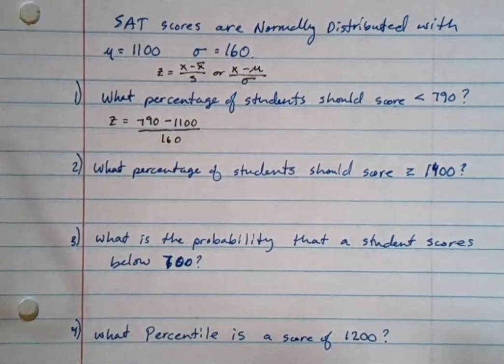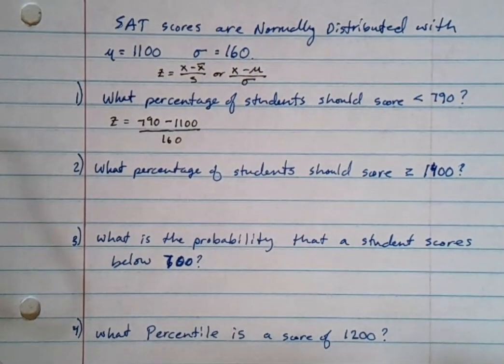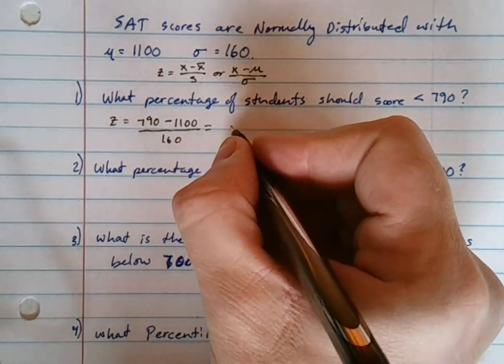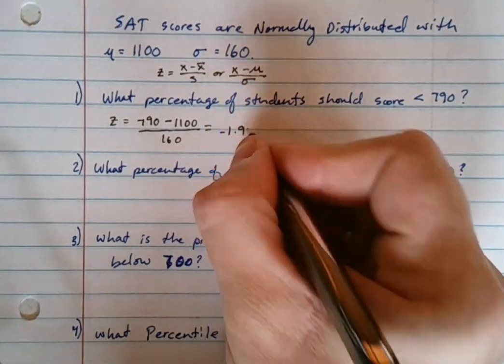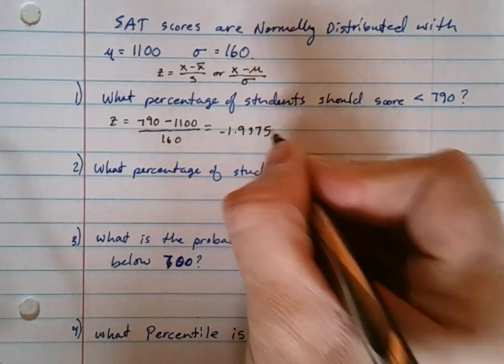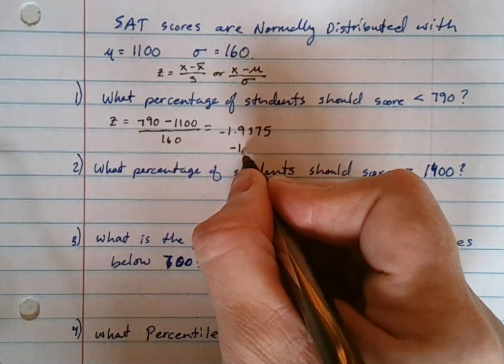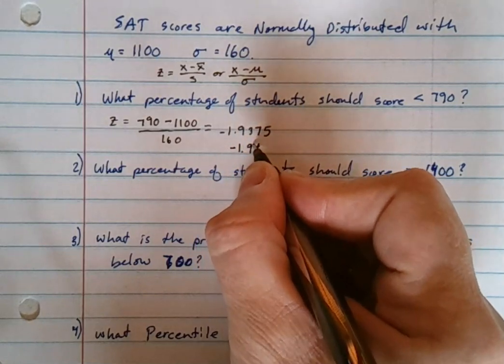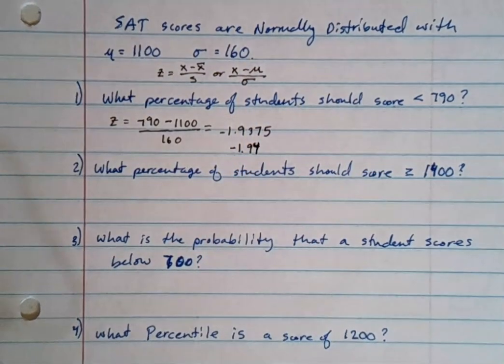Okay? So I'm going to take my handy-dandy calculator here, and I'm going to say 790 minus 1100 and divide that by 160, and I get a big long decimal. I get negative 1.9375. But we're going to round that to negative 1.94 because all of our tables are to 2 decimal places.